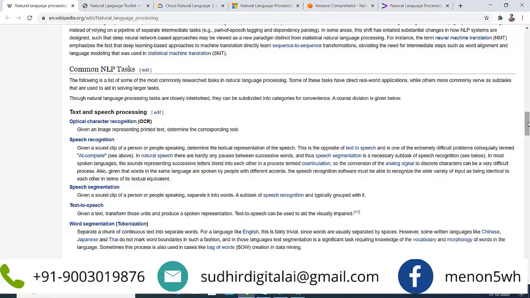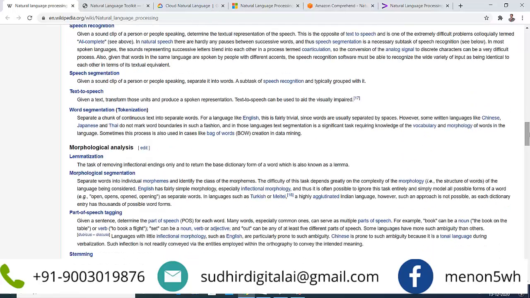Then you can have speech recognition. Given a sound clip of a person or people speaking, determine the textual representation of the speech. This is the opposite of text to speech, and is one of the extremely difficult problems termed AI-complete. Okay. So in natural speech there are hardly any pauses between successive words, and thus speech segmentation is a necessary subtask of speech recognition. Then you have speech segmentation, text to speech, and then word segmentation, which is tokenization. So text and speech processing is one segment of your NLP tasks.